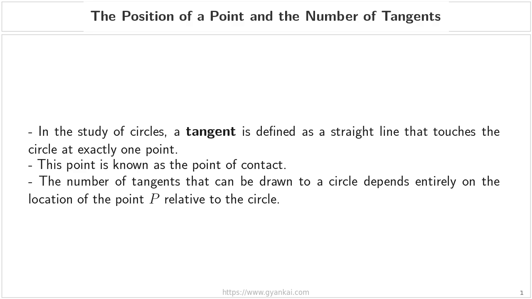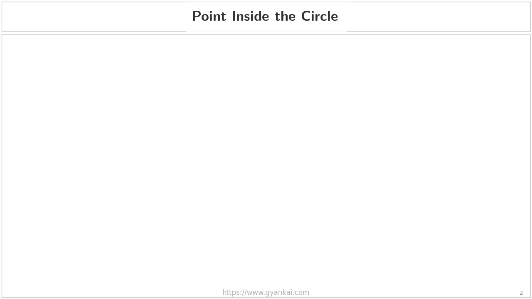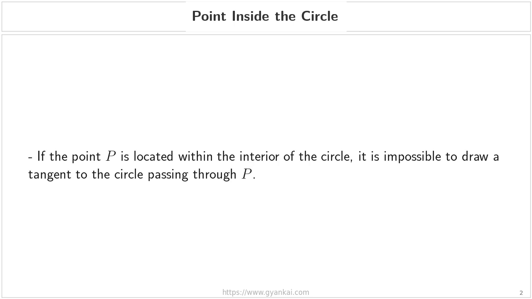Welcome, everyone. Today, we are going to explore a fundamental concept in geometry, the position of a point and the number of tangents. Point inside the circle. Suppose we have a point, let's call it point P, and this point is located within the interior of the circle. If point P is inside the circle, it is actually impossible to draw a tangent that passes through it.